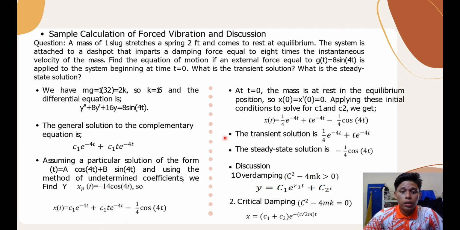And then the transient solution is 1/2 e^(-4t) plus t e^(-4t). So the steady state solution is negative 1/4 cos 4t. So for discussion, we got the answer, and then we conclude it to this solution. We got the critical damping because the roots are equal.